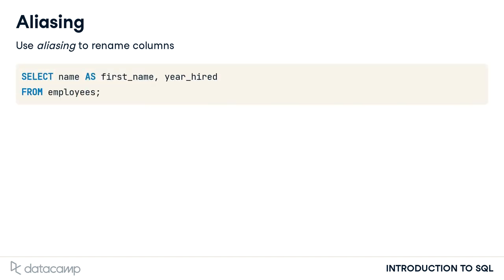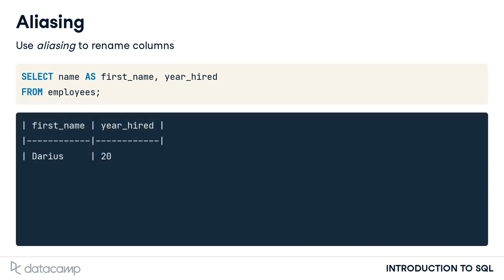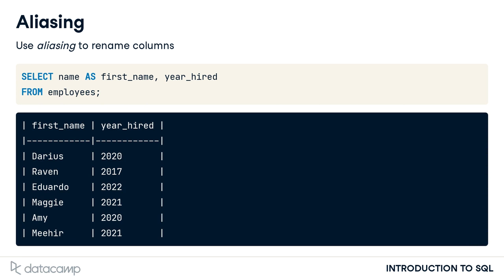Perhaps we'd like to select the name and hire year for each record in the employees table. We could alias the name column as first name in the query by adding the as keyword to indicate an alias of first name after selecting the name field. The result set now has first name rather than name as the column header. The alias only applies to the result of this particular query. In other words, the field name in the employees table itself is still name rather than first name.